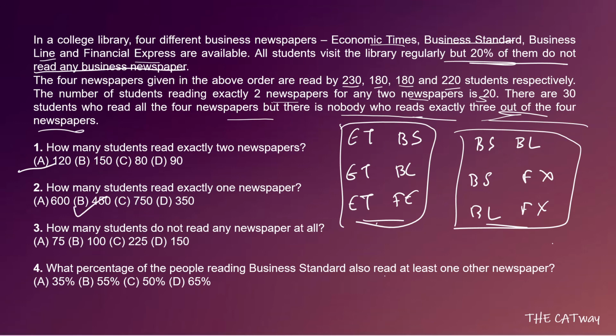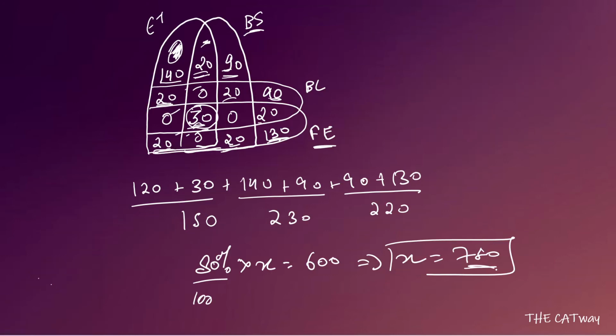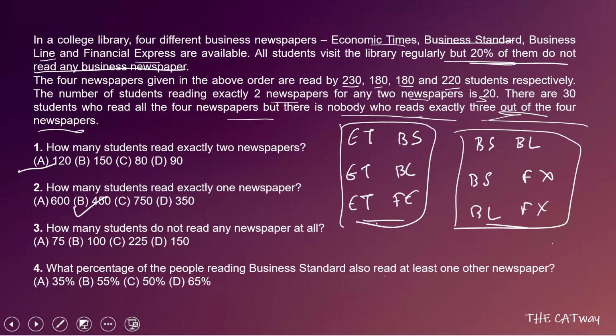How many students do not read any newspaper at all? We have calculated the total number of students as 750. Those who read at least one of them are 600. So that means those who read none of them are going to be 150. So the answer will be option number D, 150.